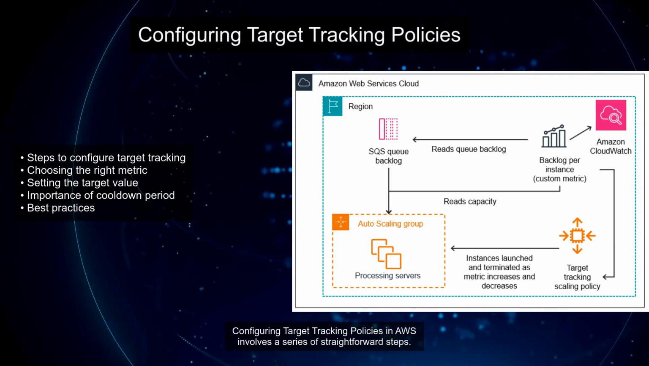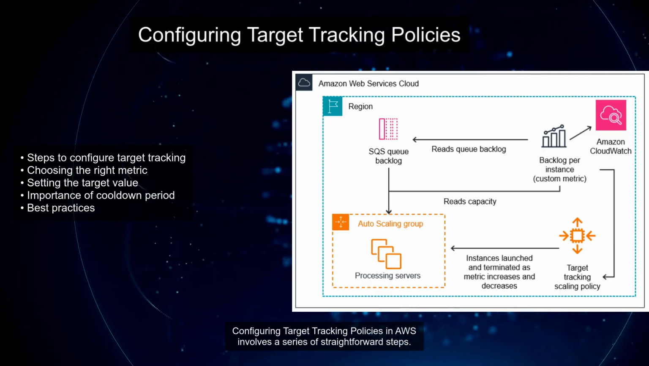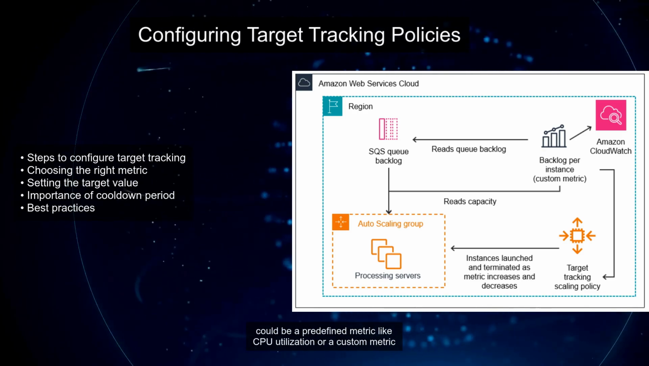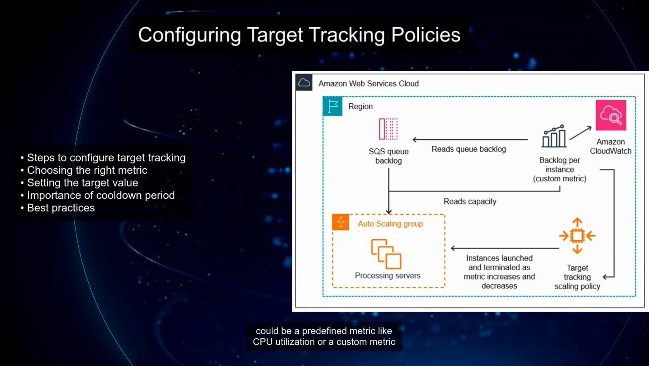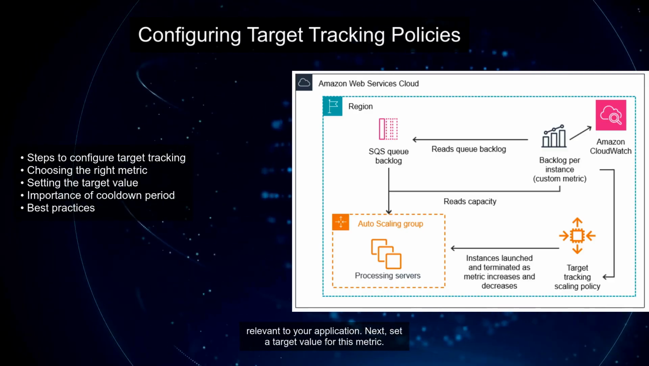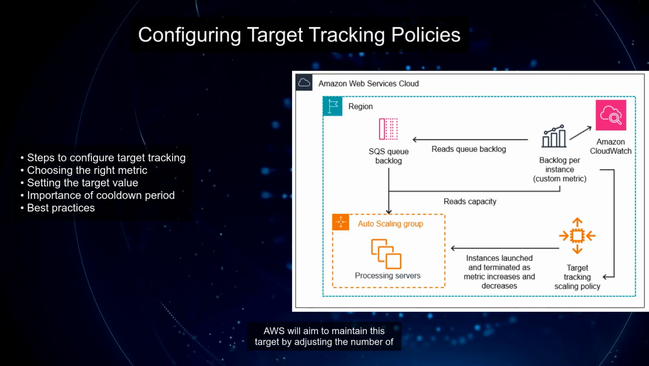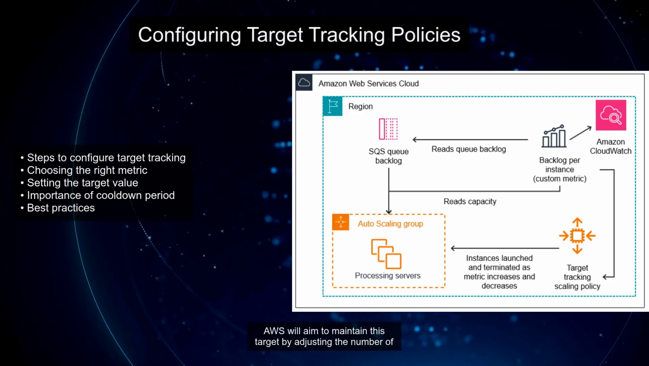Configuring target tracking policies in AWS involves a series of straightforward steps. First, you need to choose the metric you want to track. This could be a predefined metric like CPU utilization or a custom metric relevant to your application. Next, set a target value for this metric. AWS will aim to maintain this target by adjusting the number of instances.